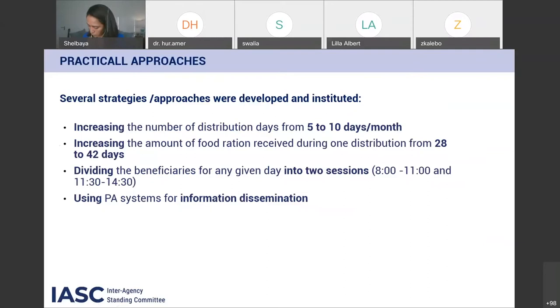Another one was to divide the beneficiaries for any given day into 2 sessions. Initially, they used to come all together at one time, but we had to divide the beneficiaries into 2 sessions, meaning that session one could come from 8 to 11, then the second slot could come in at 11:30 to 14:30. All these aimed to reduce the number of beneficiaries coming to the distribution site at the same time. Another approach we used was to employ a PA, public address system, for information dissemination, to make sure that people can get information on their entitlement and on the safety measures from far away.